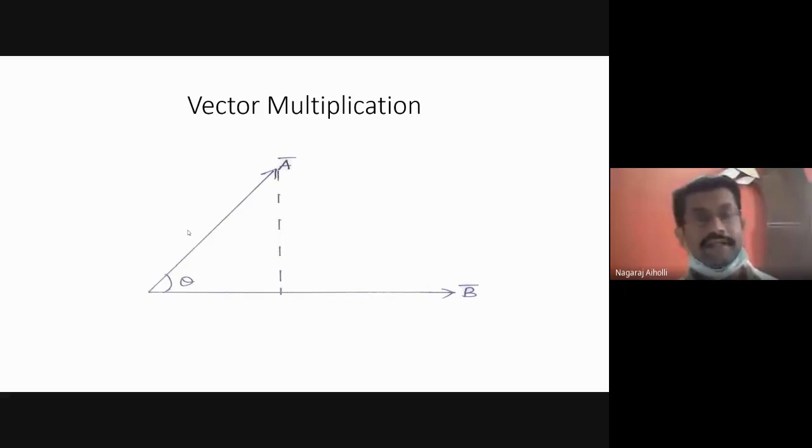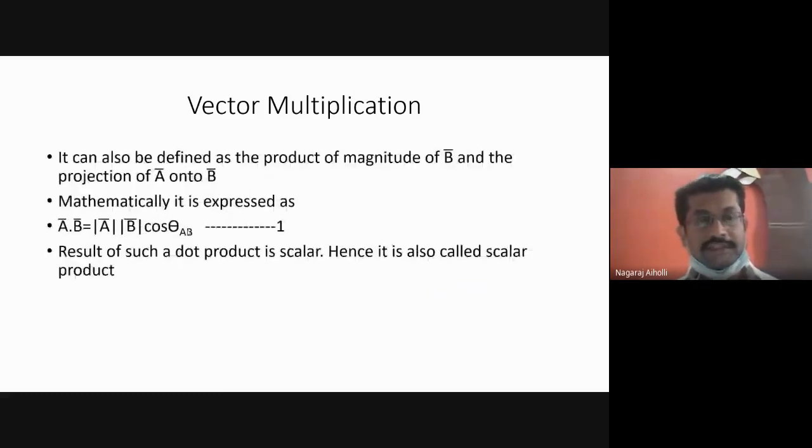Because the magnitude of vector A is a scalar quantity, the magnitude of vector B is a scalar quantity, and the cosine of angle theta between A and B is also a scalar quantity. Hence the total answer is in terms of magnitude. It is a scalar quantity, not a vector. Hence we say that the dot product or scalar product of two vectors is a scalar quantity, and the name given to this product is scalar product.